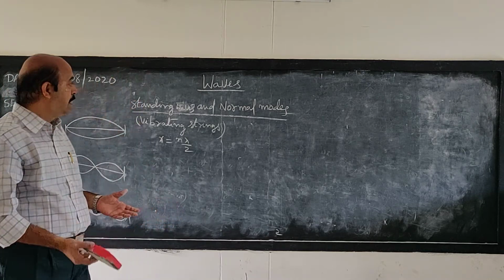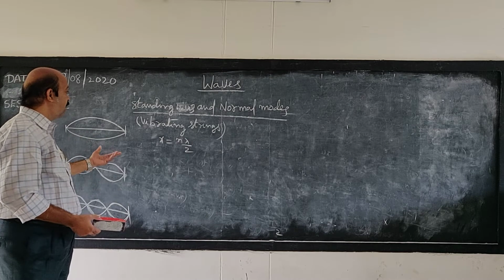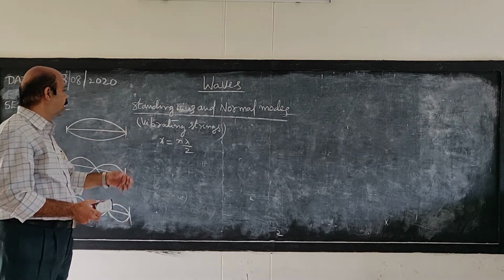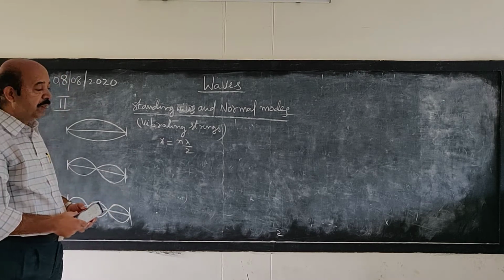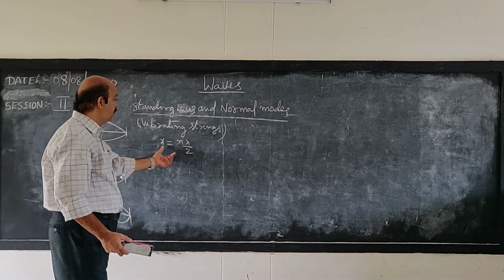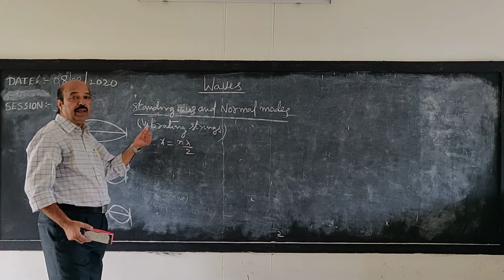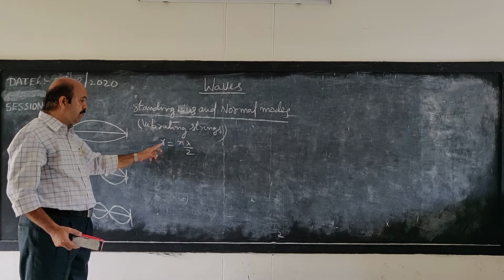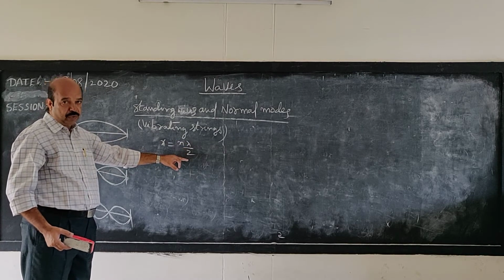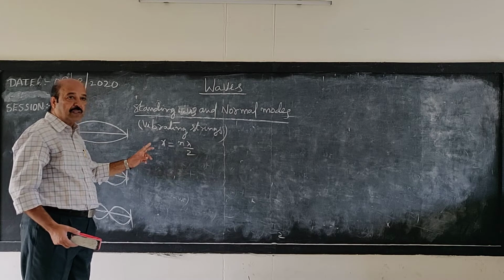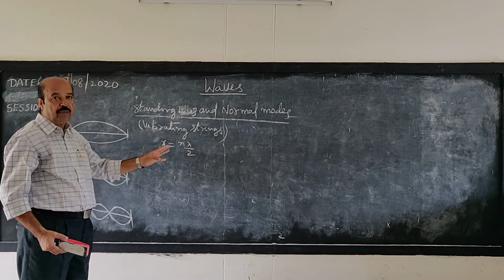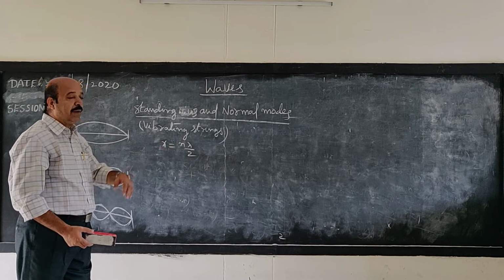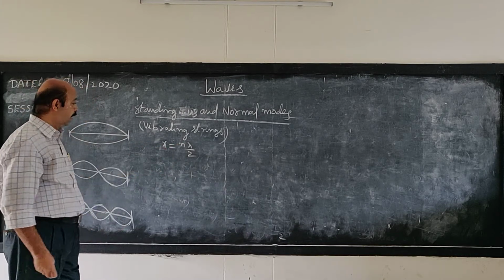We will discuss the formation of stationary waves in stretched strings, which we also call vibrating strings. Already I have shown you that the distance of a node from the origin is equal to n times lambda by 2, that is in terms of wavelength. So the distance of a nodal point from the starting point is given as n lambda by 2. This is what we derived earlier.